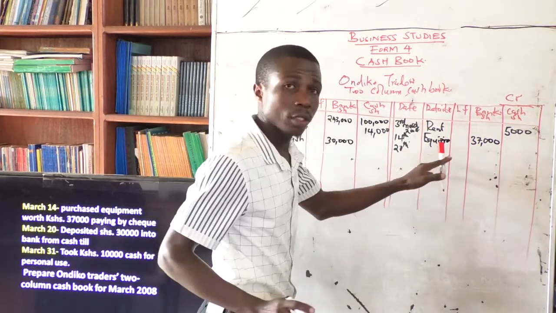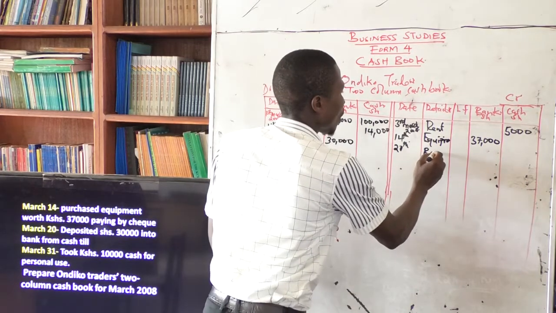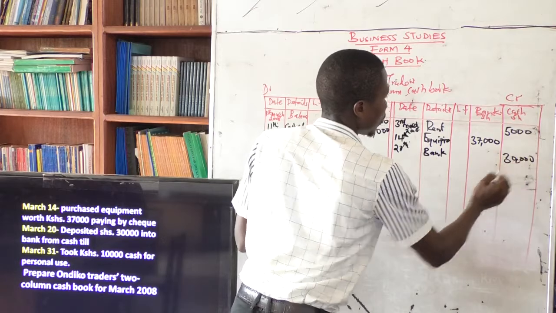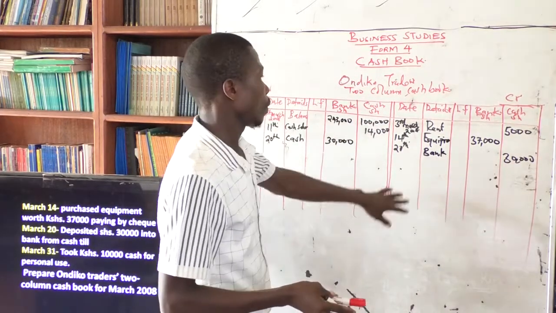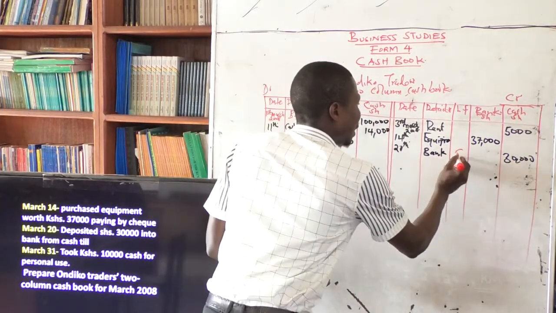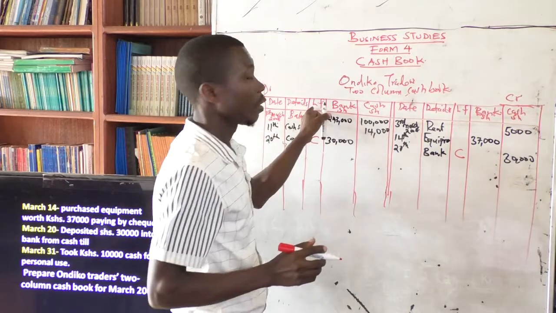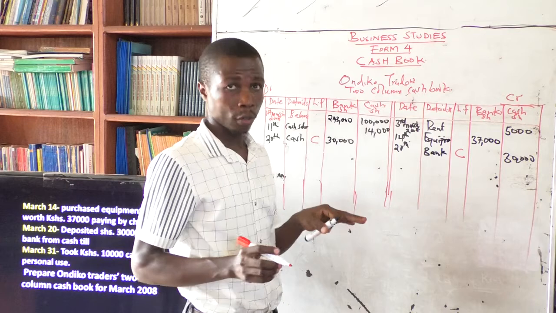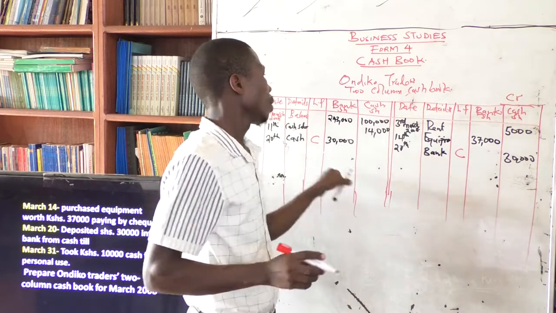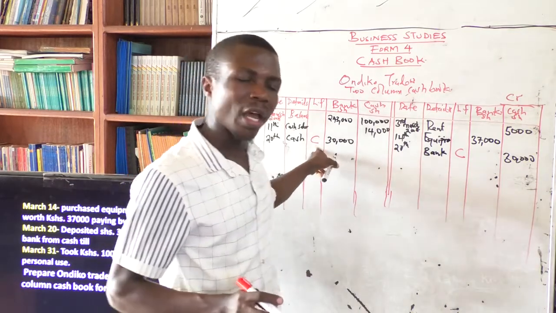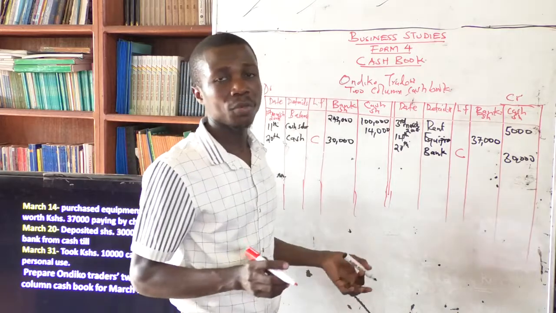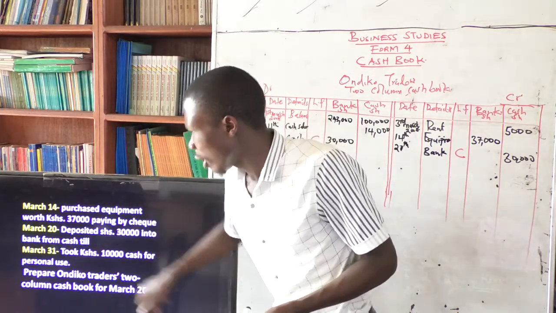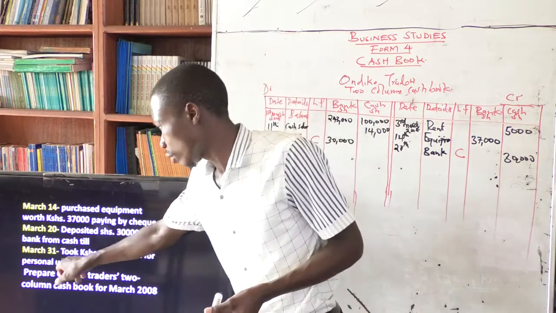So in the details we are going to write that 30,000 went to bank. So we write 30,000 to show that cash is reduced. So we indicate something like this, C, in the ledger folio to show that this is a contra entry. Please don't fail, because it's always being noticed, don't fail to indicate a contra entry, an account that affects both sides at the same time.